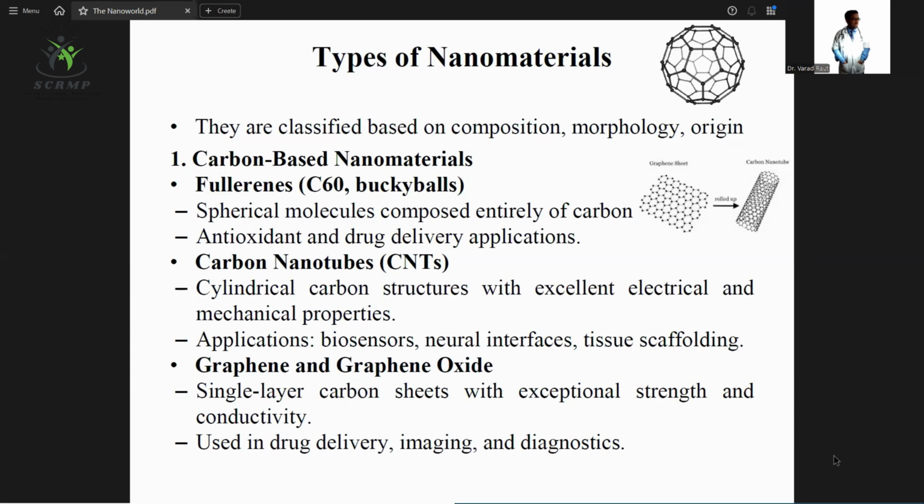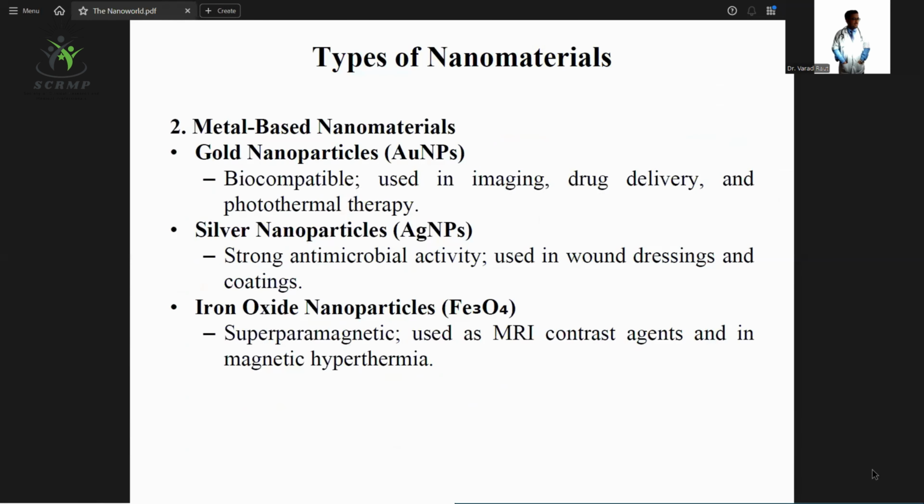Then the third important thing is graphene and graphene oxides. It is a single layer carbon sheet, you can see beside the carbon nanotube, with exceptional strength and conductivity. It has very high strength. All three are made up of only carbon. Graphene is useful for drug delivery, imaging, and diagnostic purposes in our body. So the first type of nanomaterial is carbon based nanomaterial, in which there are 3 things: fullerenes, carbon nanotubes, and graphene. The second kind of nanomaterial is metal based nanomaterials.